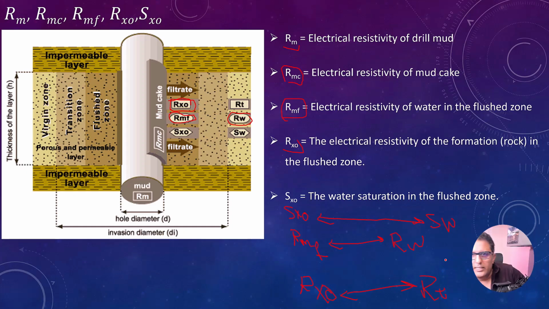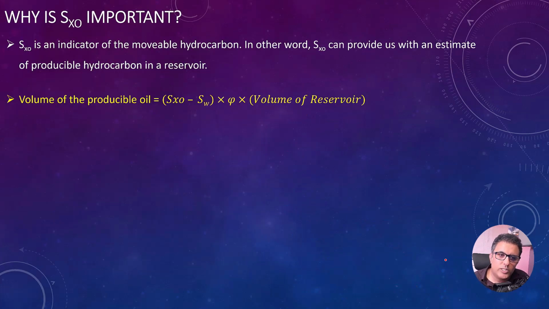So again, as you see here, for well logging, for reservoir evaluation or formation evaluation, not only do we care about SW, but also we should care about SXO. And the reason why SXO is important is because SXO gives us some idea about the volume of the producible oil from the reservoir. In other words, a rough and inaccurate estimate of the volume of the oil that we may produce from the reservoir is given by this equation.